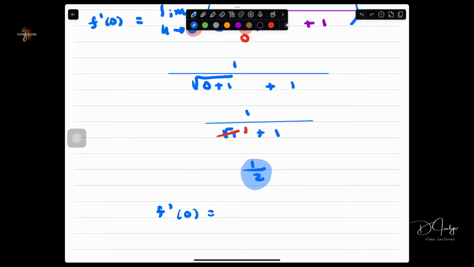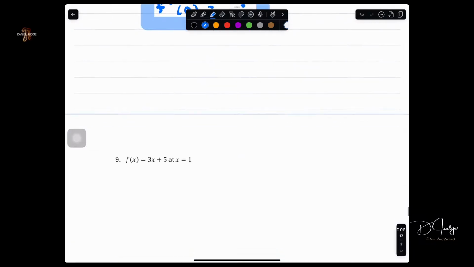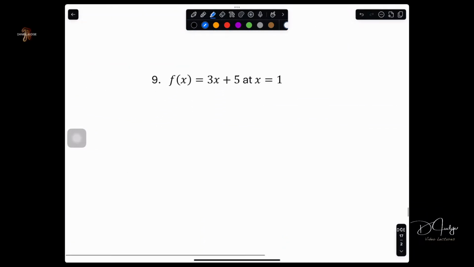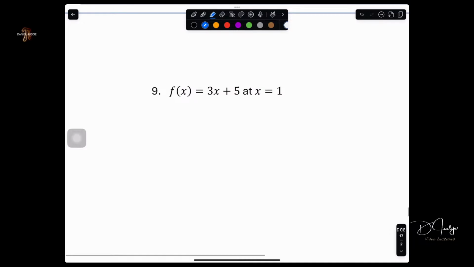All right. Got this for you. Number 9 now, you have a nice linear function. And the value of a here now is 1. So this is your a value now. A is 1.